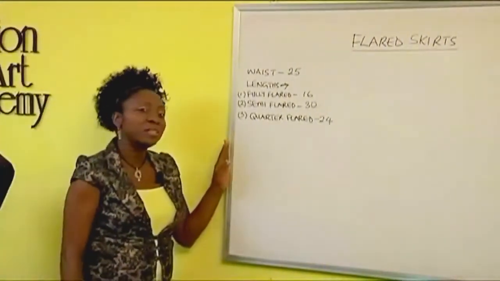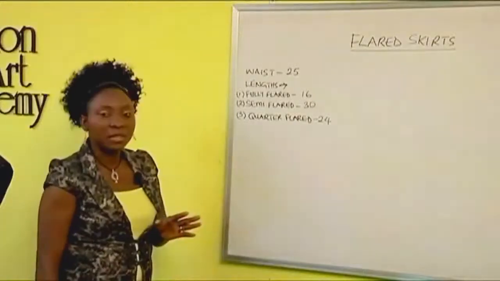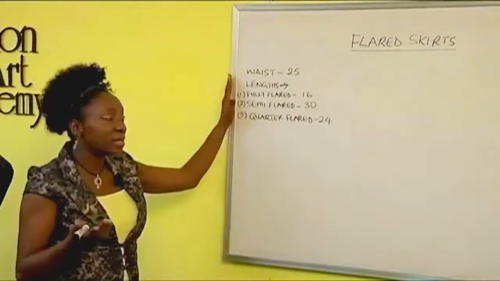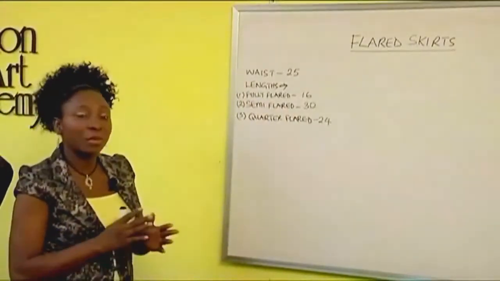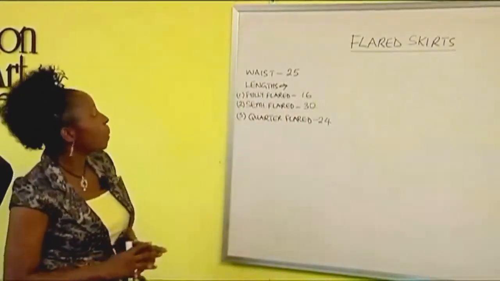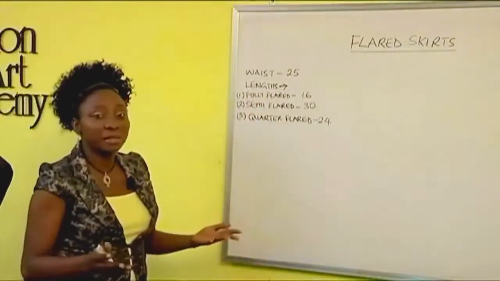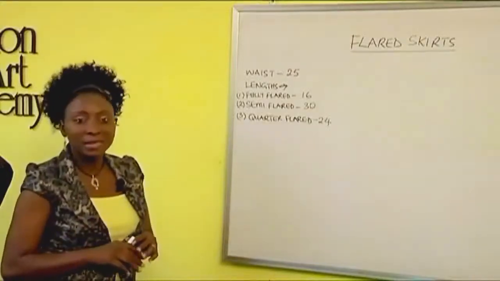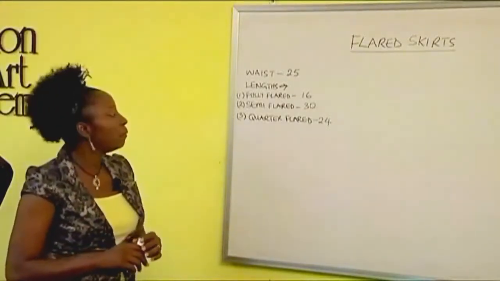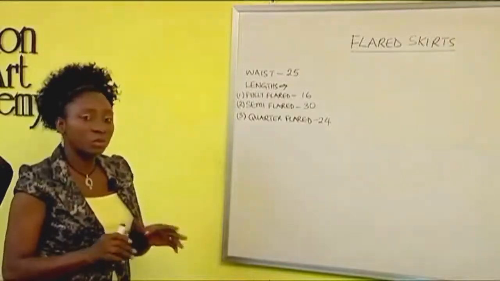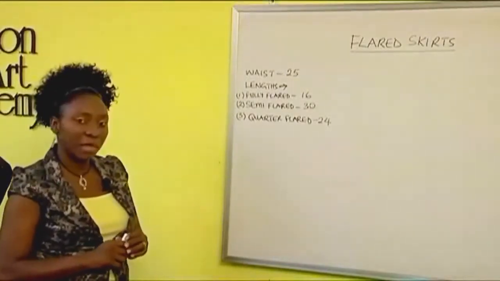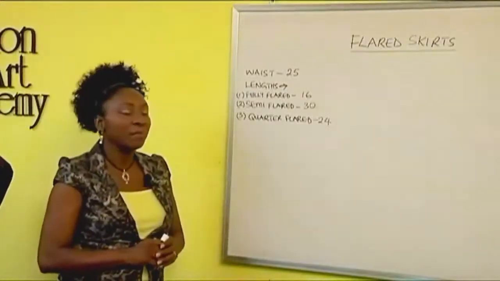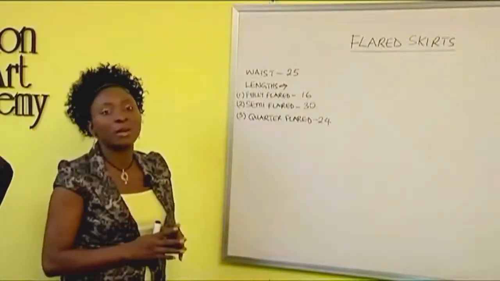These are the measurements we're going to use to make our skirts. Now we have the waist, which is a known measurement. Our waist is 25 inches. That's what we're going to be using to make the skirt. Now we have 3 different lengths here to practice with. We have our fully flared length here. We're going to use a mini length, which is 16 inches. Then we have the semi-flared length. That's going to be quite long. We're going to use 30 inches for that. Then we also have the quarter flared that we're going to use as 24 inches. We have this varied length so that you can play around with it.